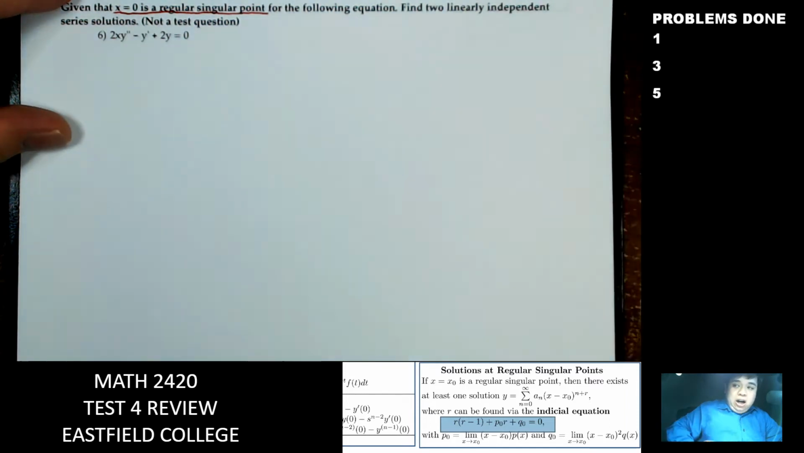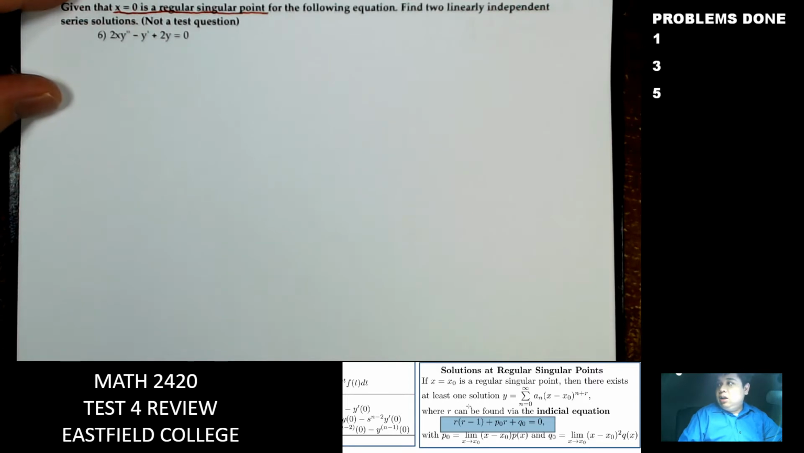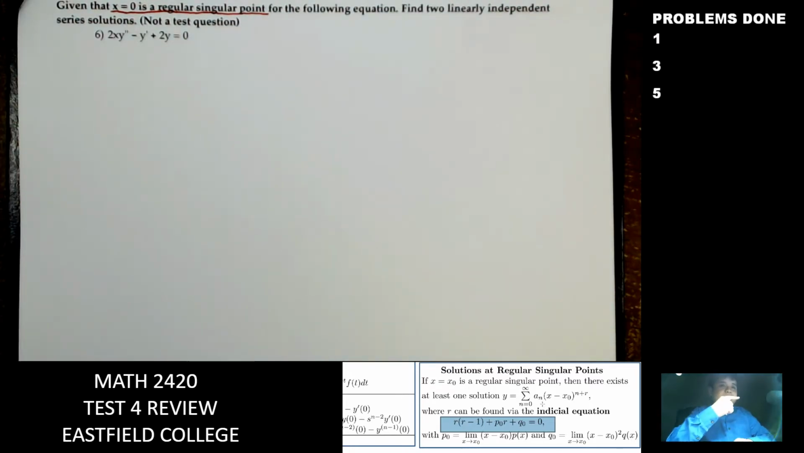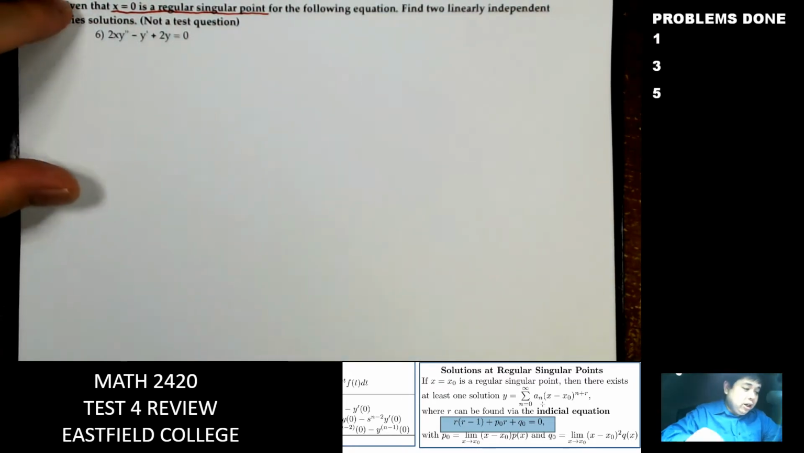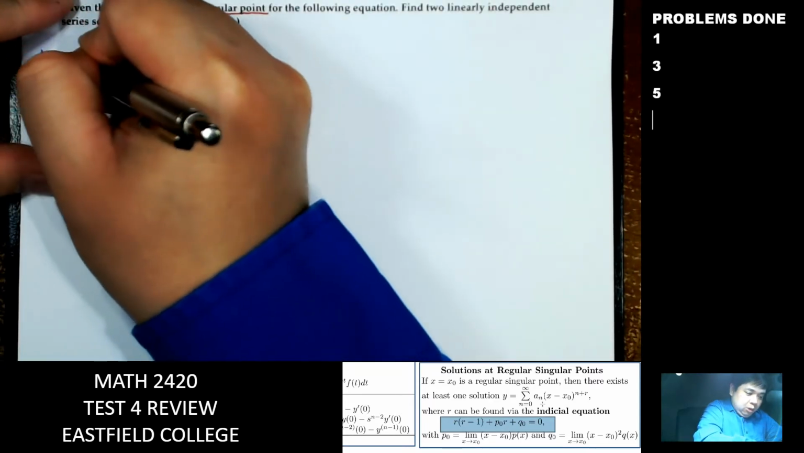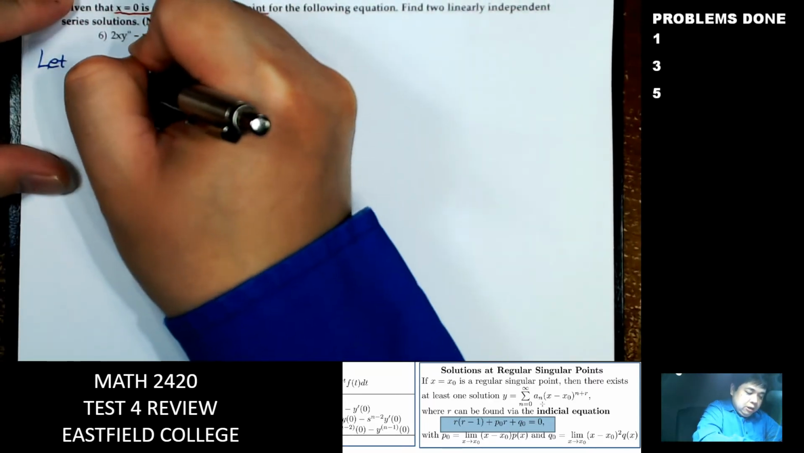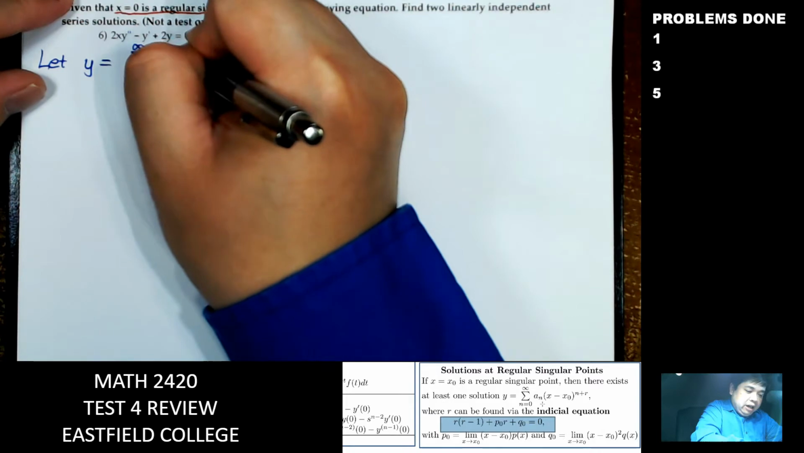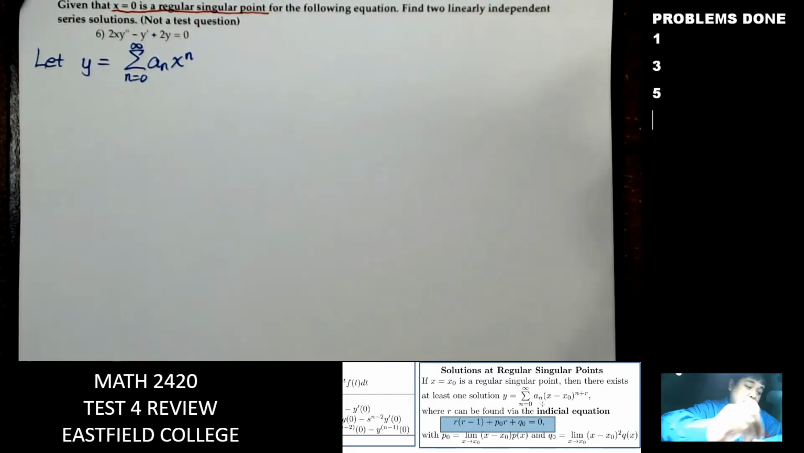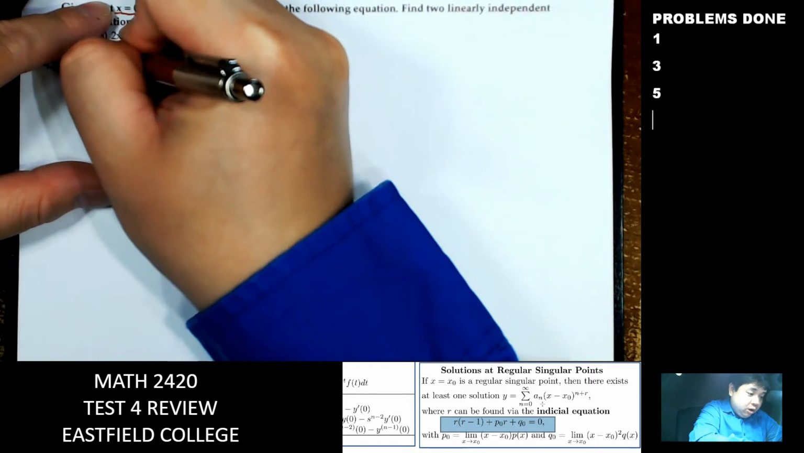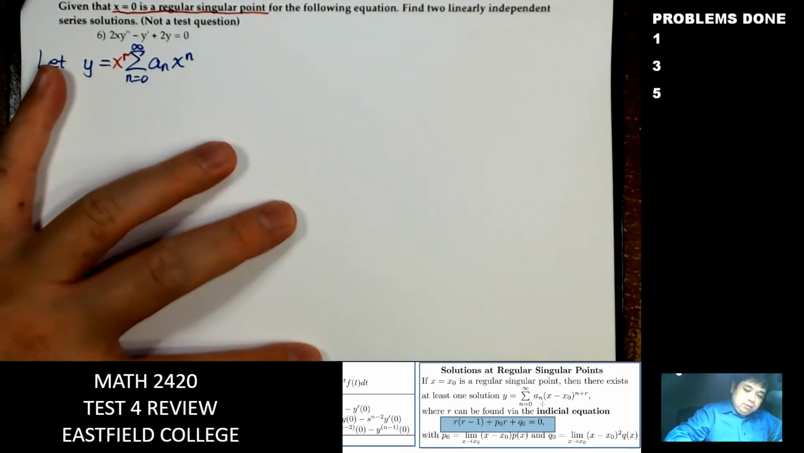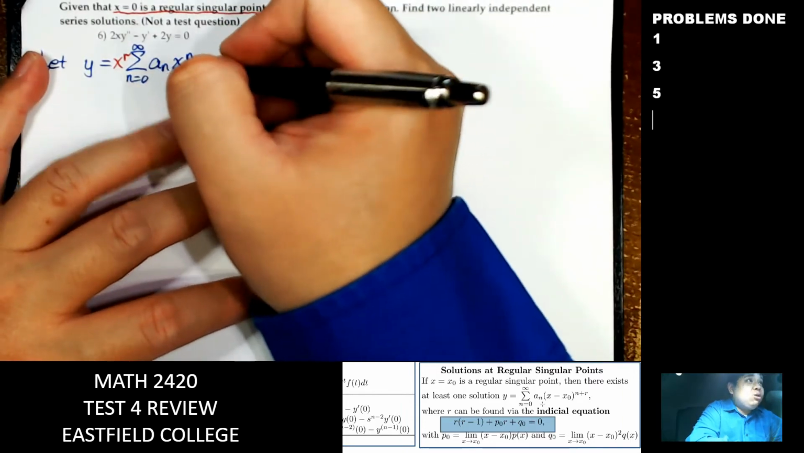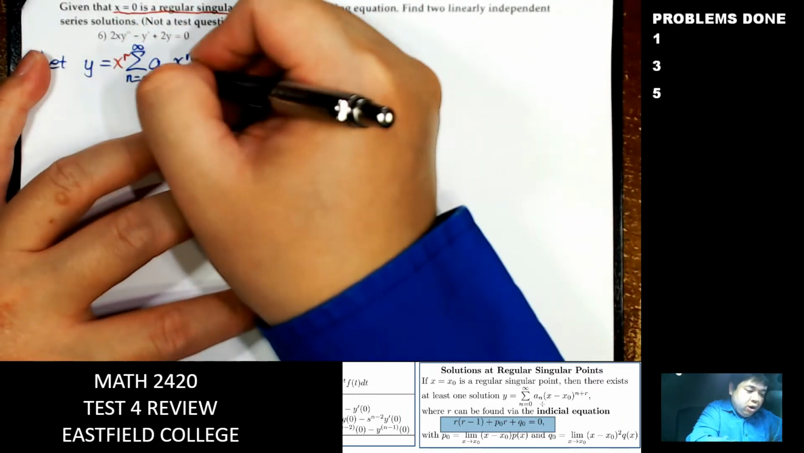So we know that we're going to use the Frobenius method here. We let y equal to the sum from n equal to 0 to infinity of a n x to the n. That's usually what we do for the ordinary point. Now we multiply x to the r into it. Later on we'll factor that out, but for now, just multiply the x to the r inside.